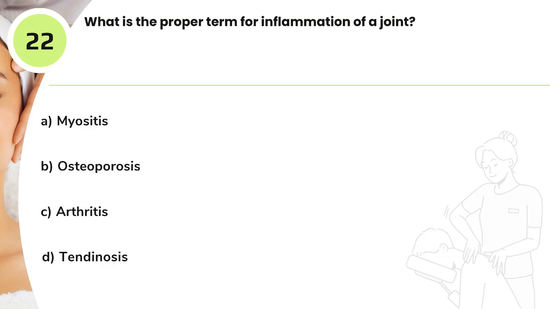Question 22. What is the proper term for inflammation of a joint? A. Myositis. B. Osteoporosis. C. Arthritis. D. Tendinosis.